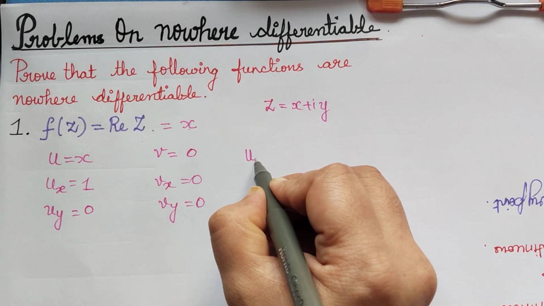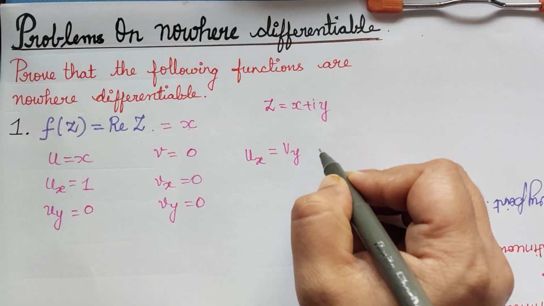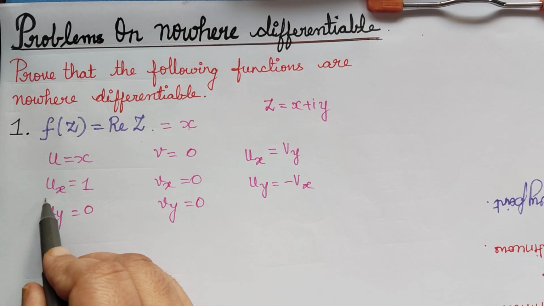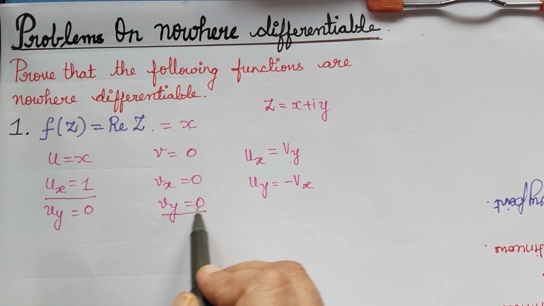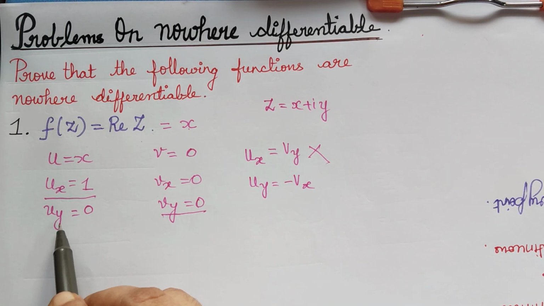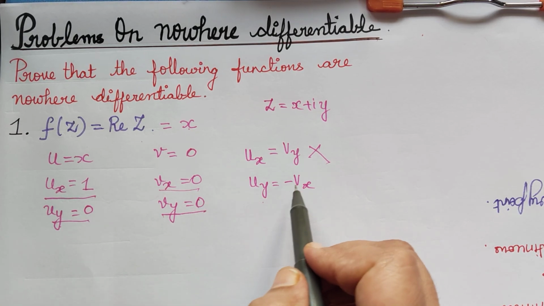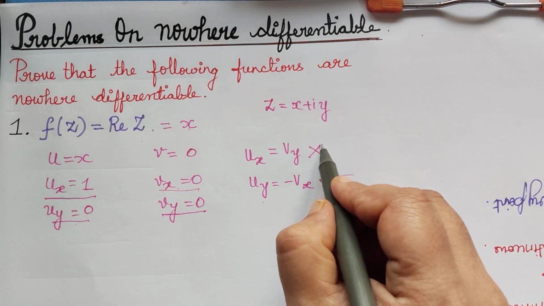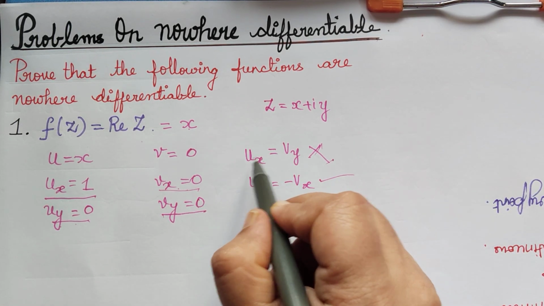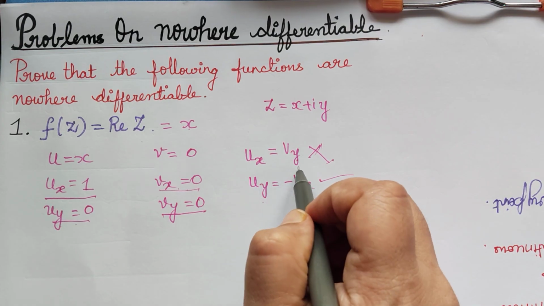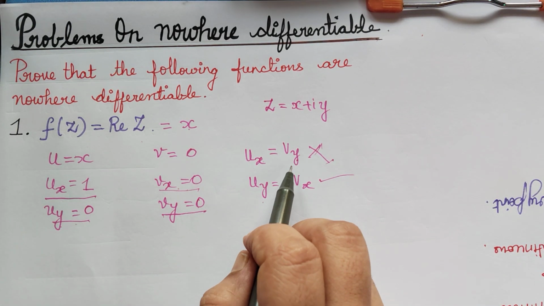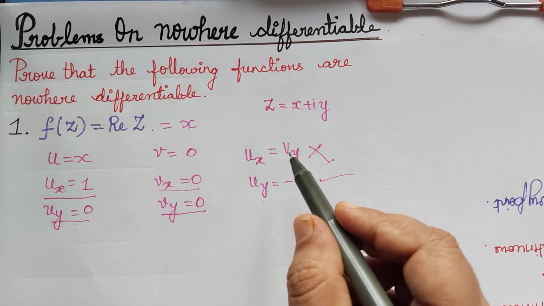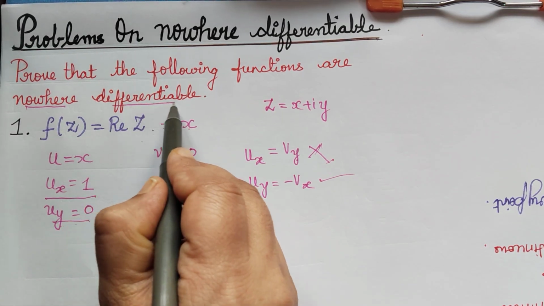We know that the CR equations are ux should be equal to vy and uy should be equal to minus vx. We see that they are not equal because ux is 1 and vy is 0. So first condition is not satisfied. Second condition, uy is 0 and vx is 0. But though the second condition is satisfied, we see that the first condition is not satisfied. Even if one of the conditions is not satisfied, then we say that the function has failed to satisfy the CR equation. And when it fails to satisfy the CR equation, we can conclude that the function is nowhere differentiable.